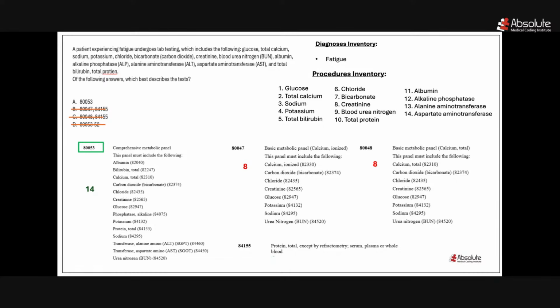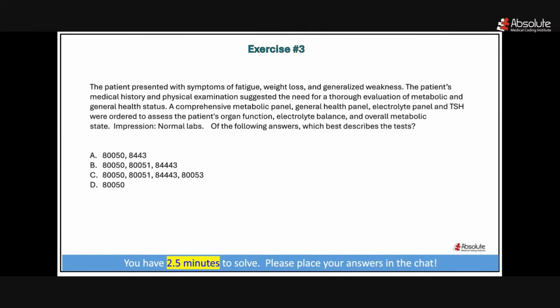Okay, so the correct answer, as most of you have said, is option A. Yes. Great job. Let's move on to exercise number 3. You all are doing a fantastic job.